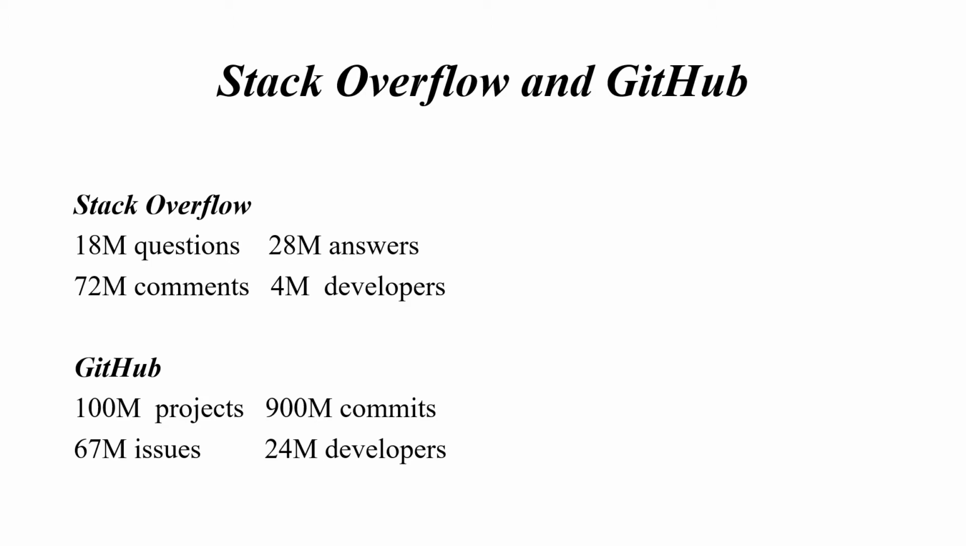Similarly, GitHub is the most common code repository for open source software with more than 100 million projects and 24 million developers. GitHub gives us insights about the bugs that developers leave in their code but find and fix later.